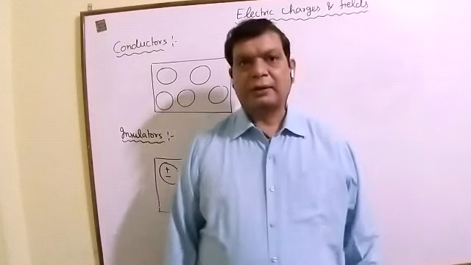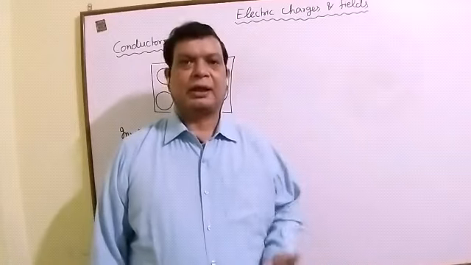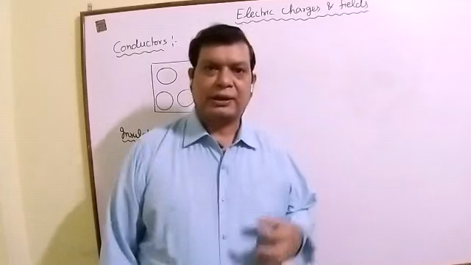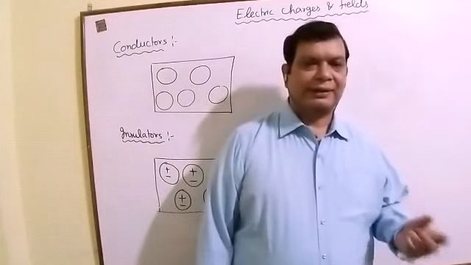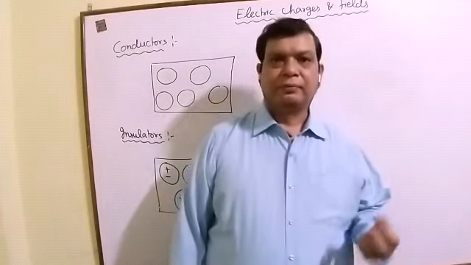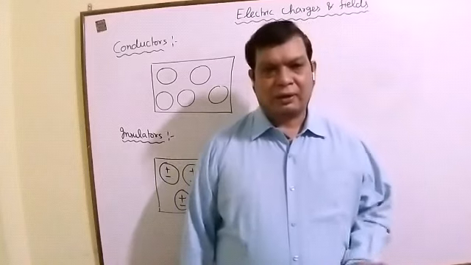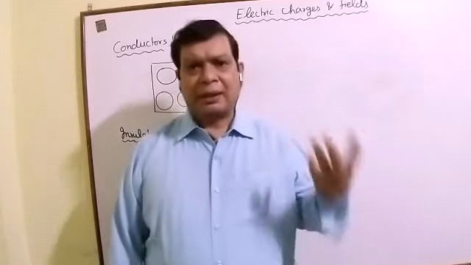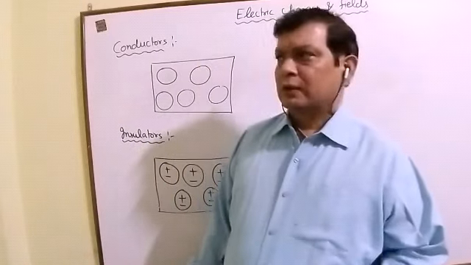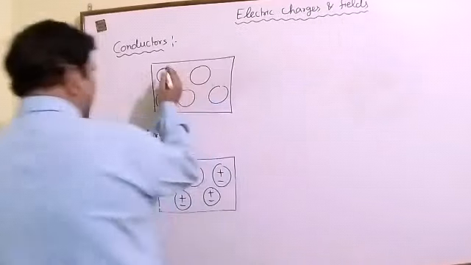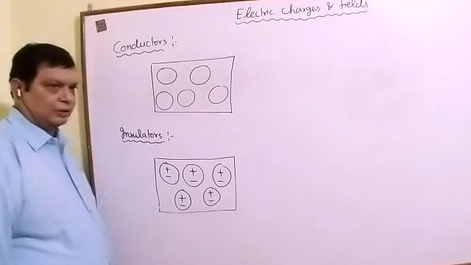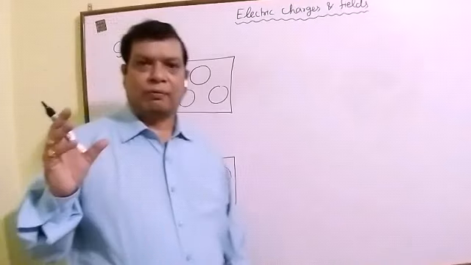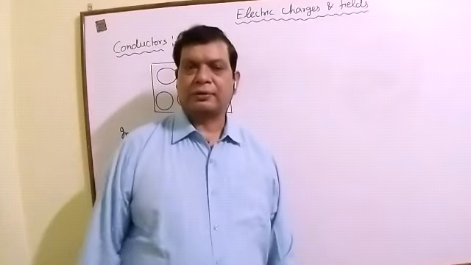What are conductors? As you know, these are the substances through which heat and charge can flow easily. For example, the human body, metals, earth, etc. Especially in metals, there are a large number of free electrons. You must ask, what are free electrons?